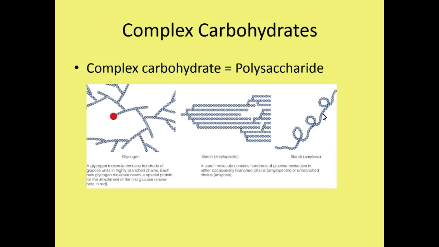Complex carbohydrates are called polysaccharides. Poly meaning many and saccharide meaning sugars. Now there are three types of polysaccharides. There's glycogen, there's starch, and then there's fiber. Okay, right here is a specific type of fiber called amylose. Let's first take a look at starch.